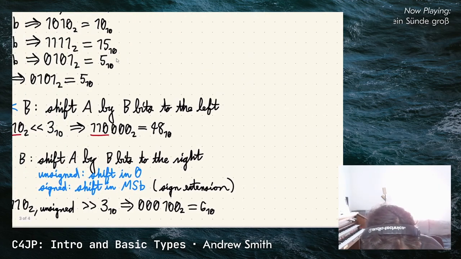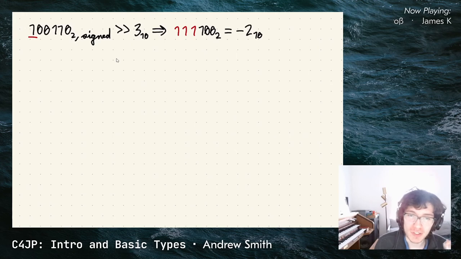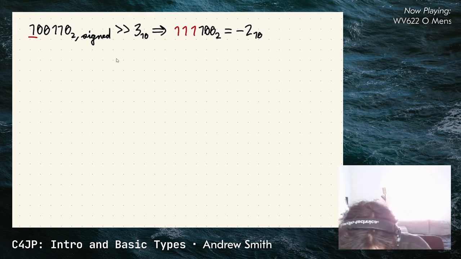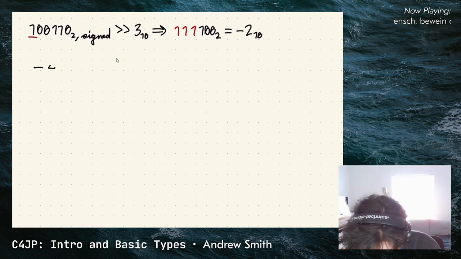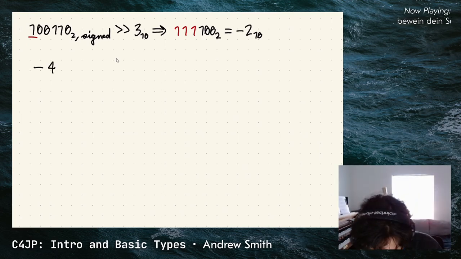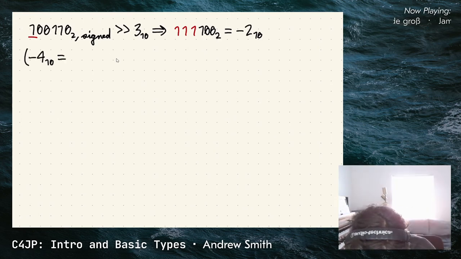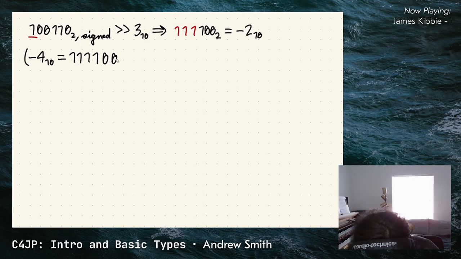But so, yeah, why would we do this? The reason why this is a super useful property, why sign extension is such a cool thing, is let's say that we want to work with a value like negative 3. Actually, to make this even simpler, we're going to work with negative 4. Negative 4 is going to be represented as 1 1 0. So negative 4 base 10 is equal to 1 1 1 1 0 0, base 2 signed.